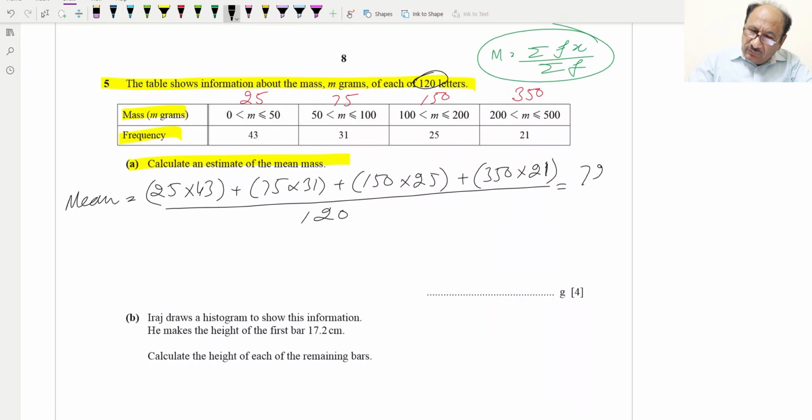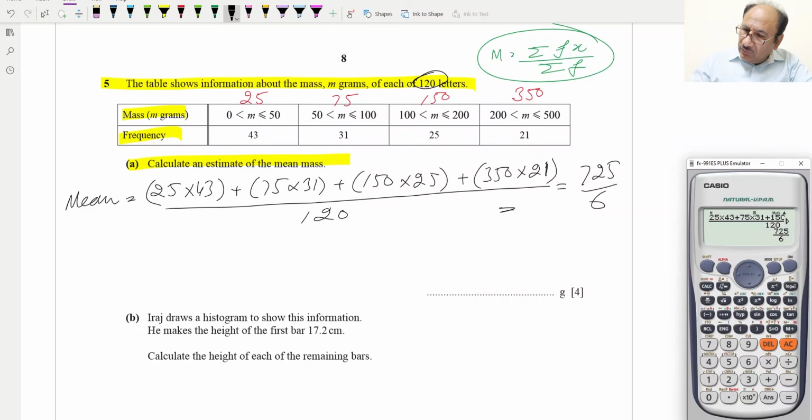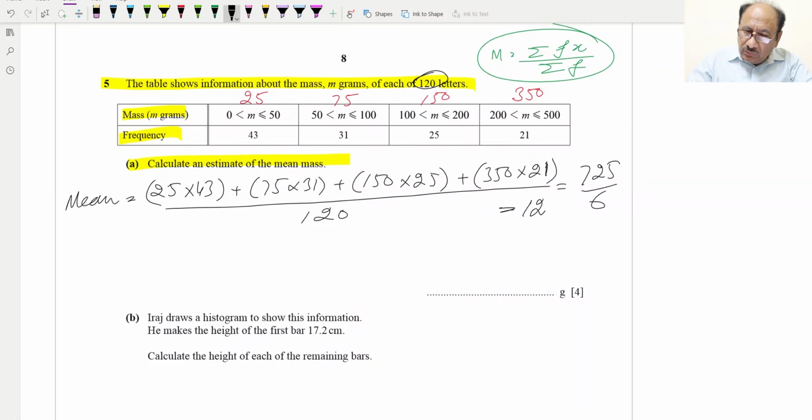725 over 6, and the decimal value will be 120.83. We can write the answer as 120.83, and this will be a 4-mark question.